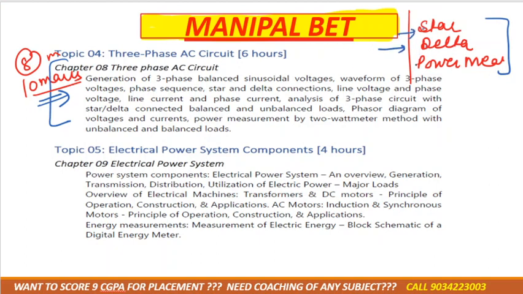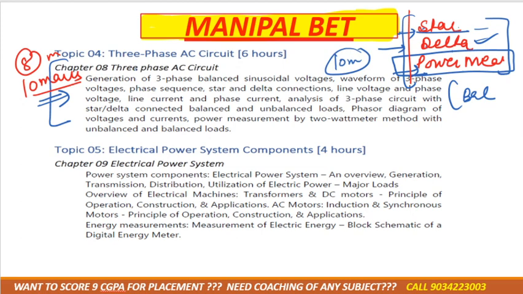Either they'll give you a numerical based on star, then power measurement, or they'll give you delta or power measurement. Power measurement is most important. Or they'll give you a balanced load, or another question for the unbalanced load, or they can give you star or delta. So if you cover 10 marks in this three phase, then you will never fail in BET. Okay, clear? So this is very scoring; whenever you start studying, start from this side.